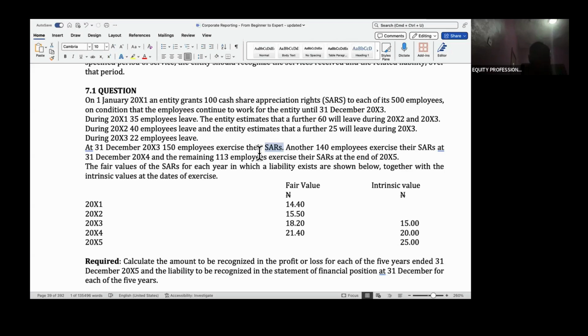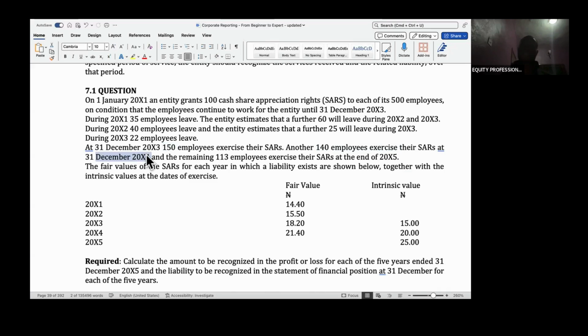So for this 150 to exercise, it means that we're going to give them cash, right? Then another 140 employees exercise their rights in 2004. I mean, that shows that all of them are not exercising at the same time. And this can only happen for cash settled because it's measured at each year end. So most of them might delay it.